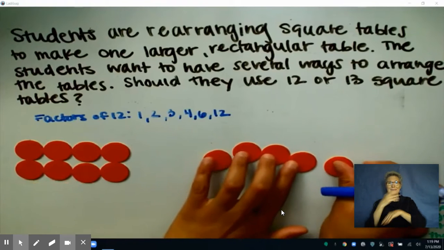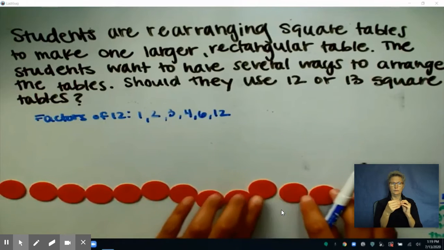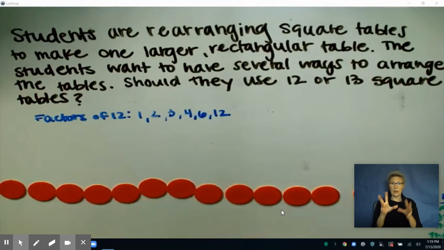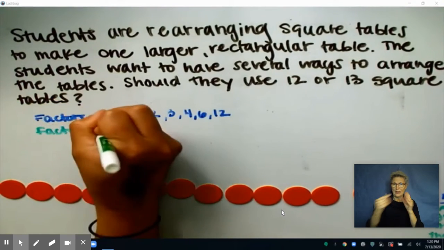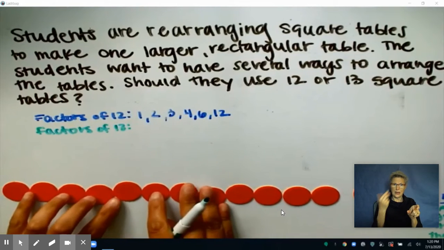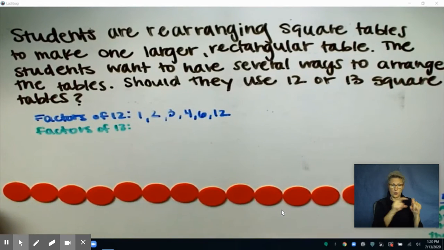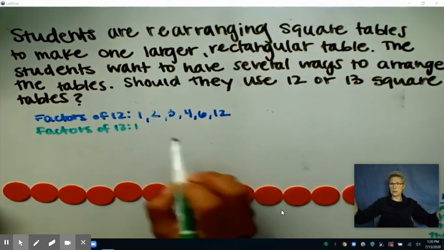Now, I want us to think about 13. So I've added 1 counter, and I'm going to go ahead and make another row where I can list out my factors, but instead of 12, we're going to list factors of 13. And I see that I could have 1 row of 13, and that would make 1 rectangular table. So I've got 1 and 13.